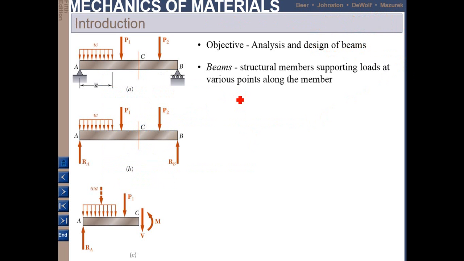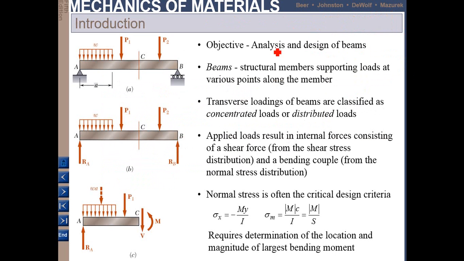Okay, so the objective of this chapter is to analyze and design the beam. So this is the beam, this is the definition of beam. Beam is a structural member supporting loads at various points along the member. So normally when you have a beam and this is a pillar or support, you put things on the beam. Let's say you want to build a house, so you put a beam. That beam is actually to support things that you're going to put in your house.